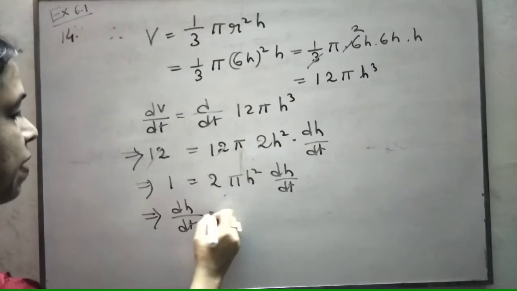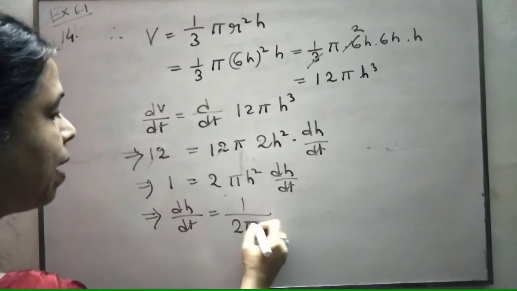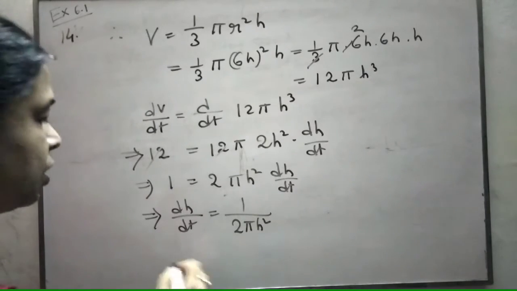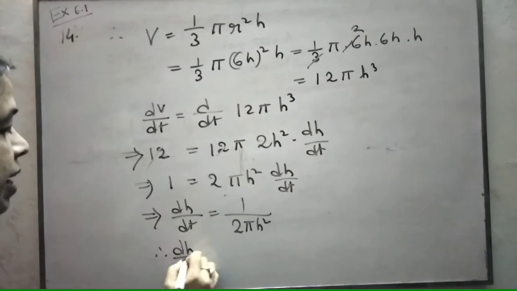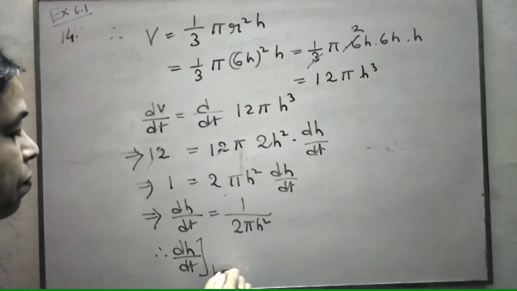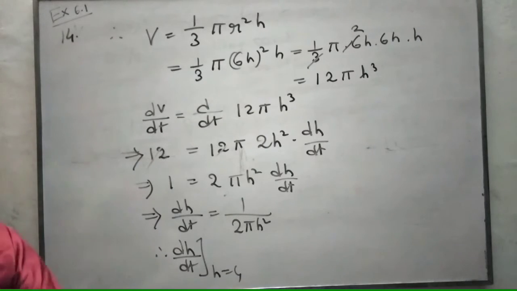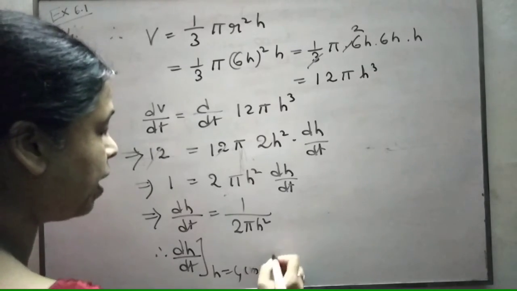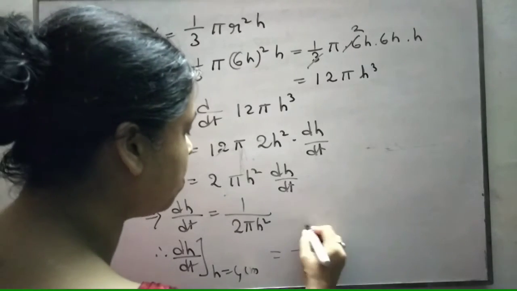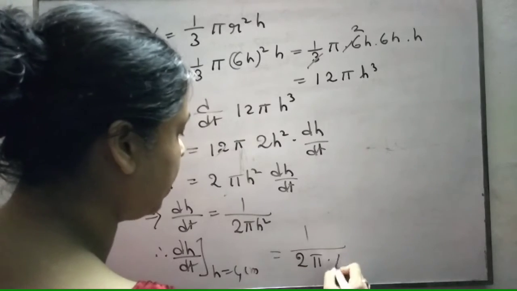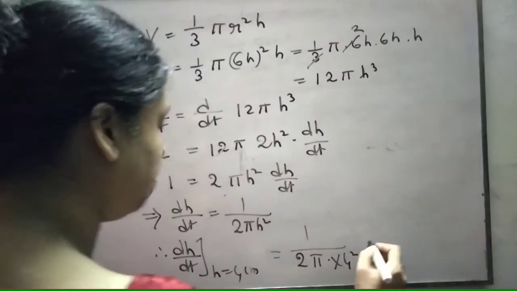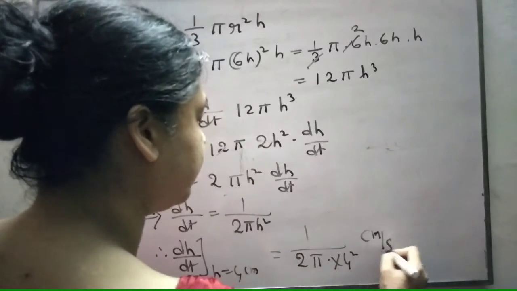dh/dt is given by 1/(2πh²). But your aim is to get the value of dh/dt at the instant when h equals what? This is 4, and the unit is given as 4 centimeter. So here I am going to write down, this is 2π times 4 squared. The unit is centimeter per second.